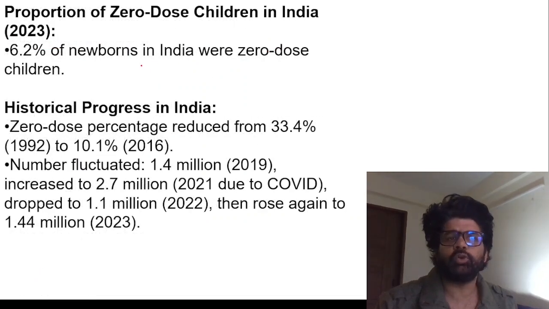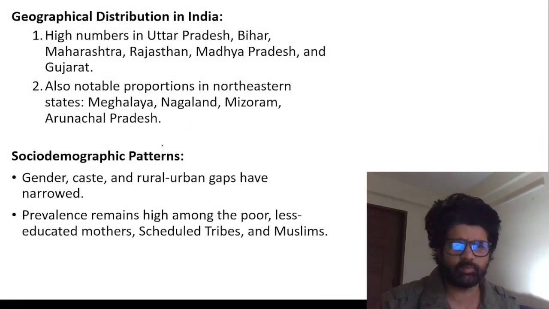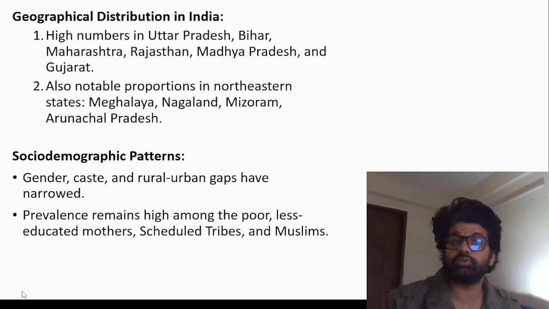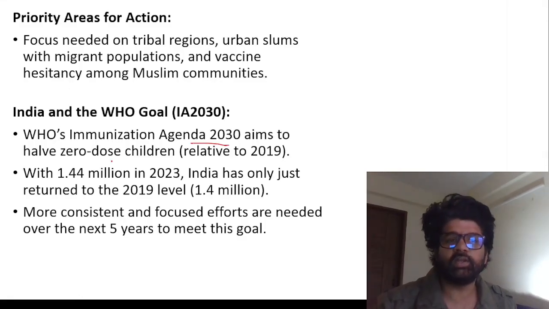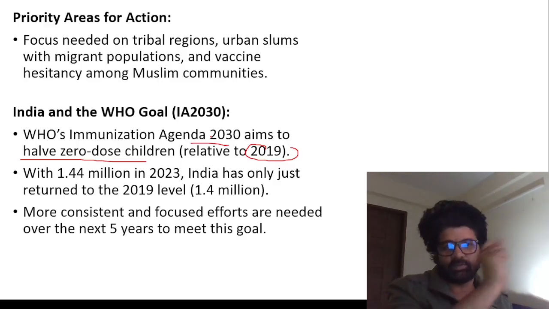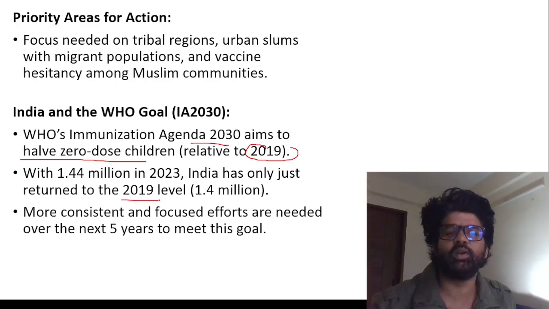Proportion of zero dose children, 6.2% of newborns were zero dose children. Historical progress stagnated during COVID time, and so you see the numbers here. Whatever number was there in 2019, approximately the same numbers are there in 2023. WHO has set up some targets, how much they want to reduce. These are the numbers where you can see the maximum number of zero dose children. Remember, guys, the basic definition of zero dose children. Rest everything is fine. So WHO agenda is to halve zero dose children relative to 2019. And what has happened with India by 2030? India has reached 2023, India was at the 2019 level, somewhat more than that. So it should reduce rather than remaining stagnant or increasing, right? So India has only returned to the 2019 level.